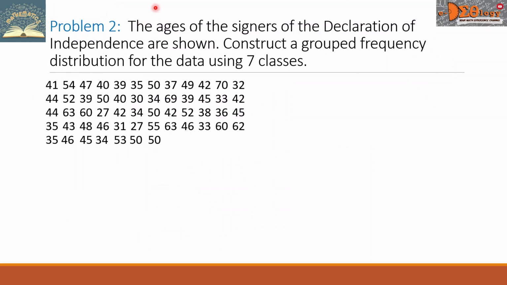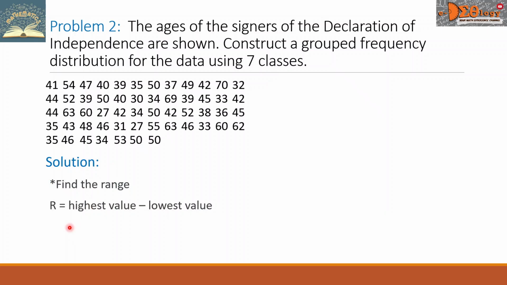Problem 2. The ages of the signers of the Declaration of Independence are shown. Construct a grouped frequency distribution for the data using 7 classes. Let's find the range. We identified the range to be the highest value minus the lowest value. The highest value is 70, the lowest is 27. So the range equals 70 minus 27, that is 43. We note the range to be 43.